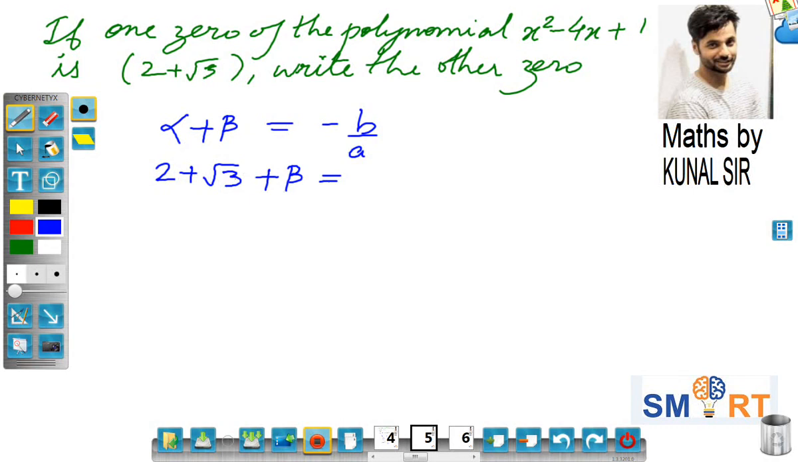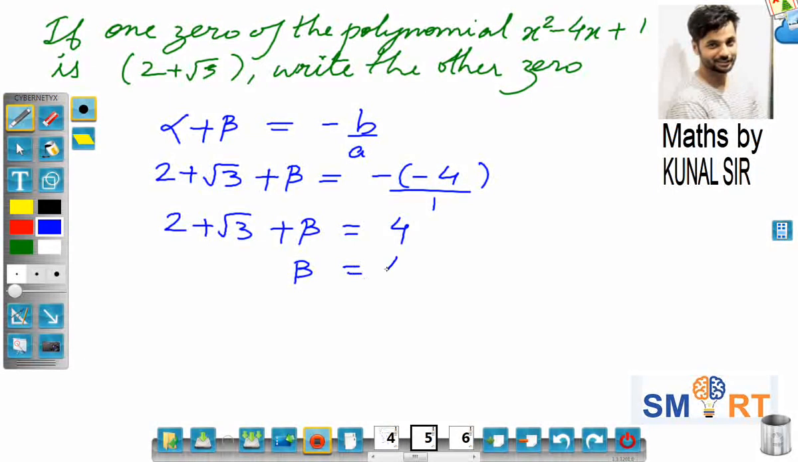2 plus root 3 plus beta equals minus b upon a. How much is b? b is minus 4, so minus of minus 4 upon 1. Okay, so 2 plus root 3 plus beta is equals to 4. Beta is equals to 4 minus 2 minus root 3. That is 2 minus root 3. So we have beta here. Okay, you can pause the video, replay it whenever you like. Let's go for another variety of question.